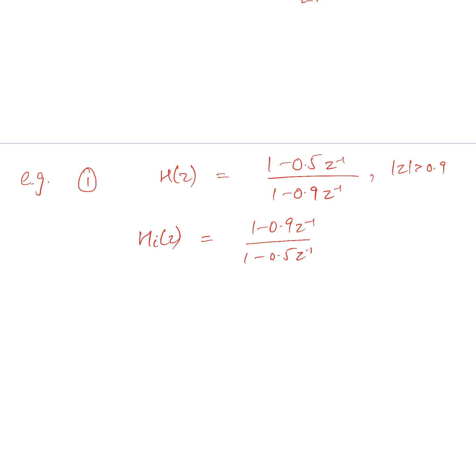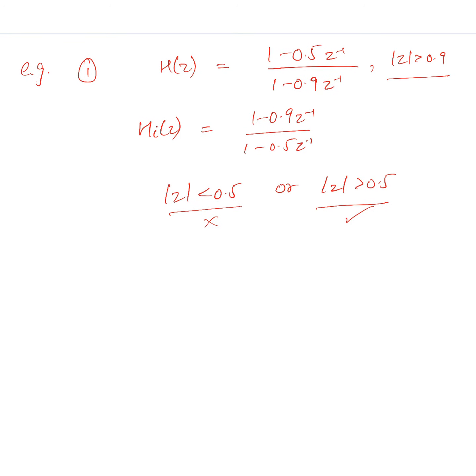Yeah, either mod Z should be greater than 0.5, or mod Z should be less than 0.5. Among these two possibilities, you see that if you choose this ROC, then only would you see an overlap between the ROC of both the functions. With this it won't, but with this it does overlap.